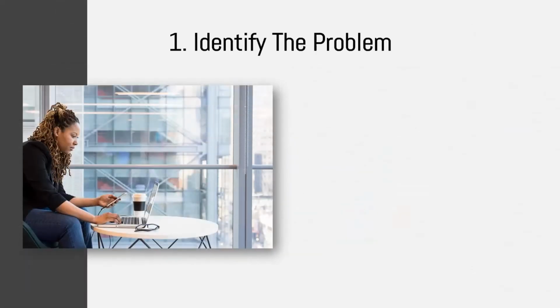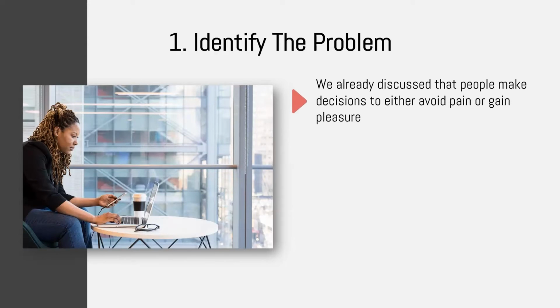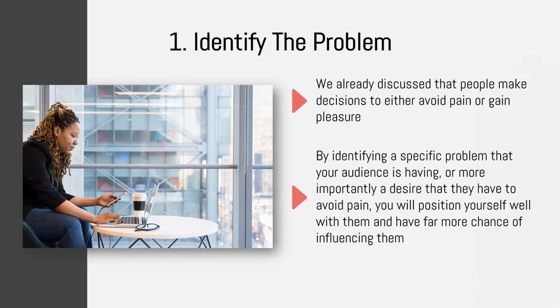1. Identify the problem. We already discussed that people make decisions to either avoid pain or gain pleasure. Statistics prove that people will do a lot more to avoid pain than they will to gain pleasure. So you need to use this to your advantage. By identifying a specific problem that your audience is having, or more importantly, a desire that they have to avoid pain, you will position yourself well with them and have far more chance of influencing them.